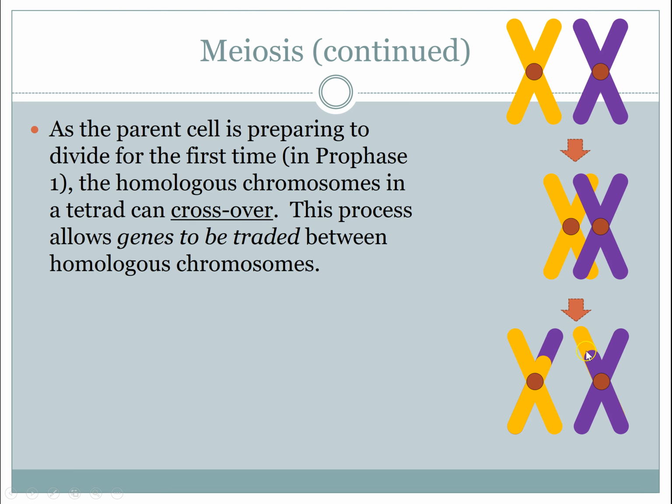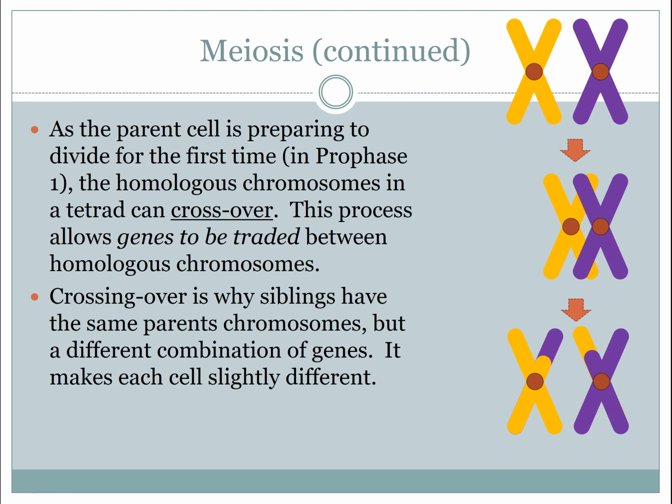And it's not an exact science. Sometimes one gene will get traded, sometimes another one, and it just depends on how they all overlap. But that process is called crossing over. And crossing over is why siblings have the same parents' chromosomes, because they have the same parents.